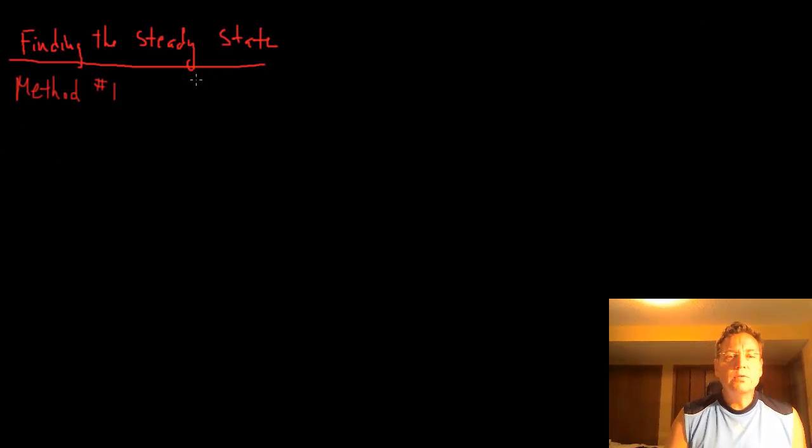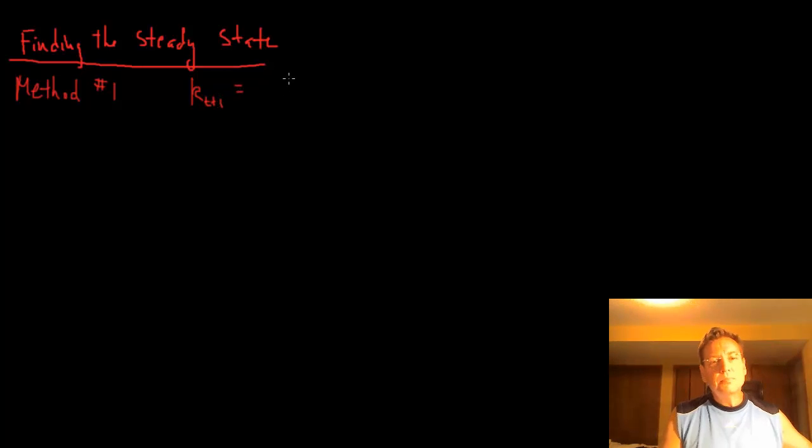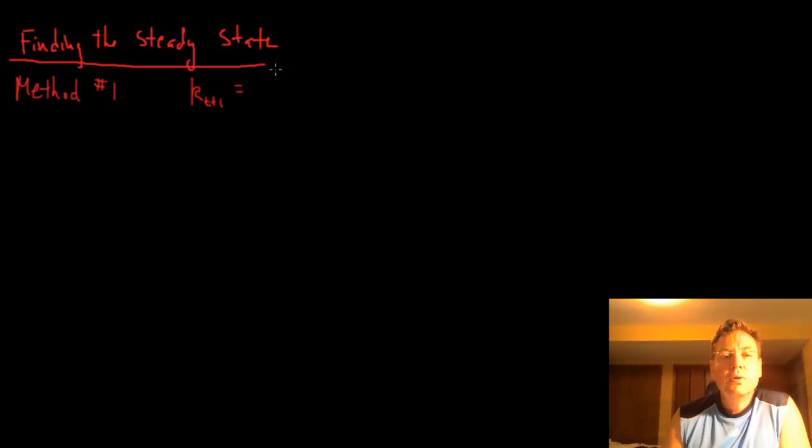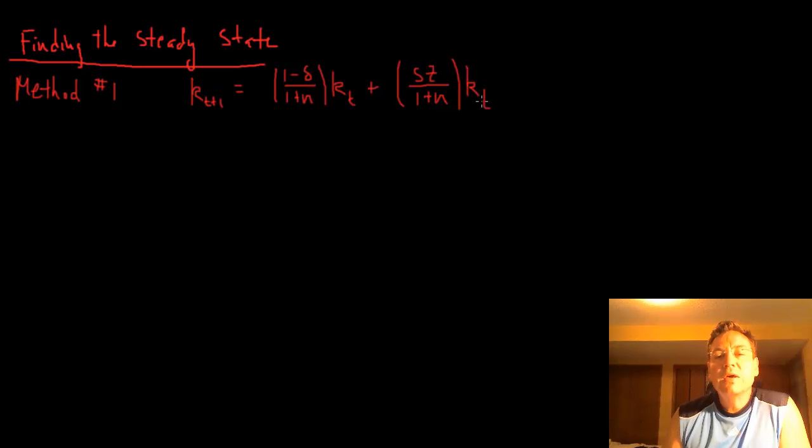And what method 1 is going to exploit is this law of motion for capital, which says that capital next period is equal to (1 minus delta) divided by (1 plus n) times kt plus s times z divided by (1 plus n) times kt to the alpha.